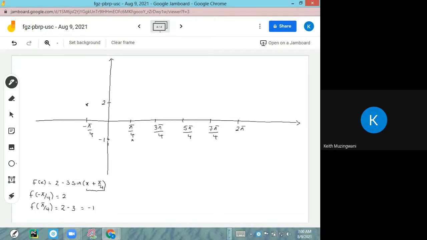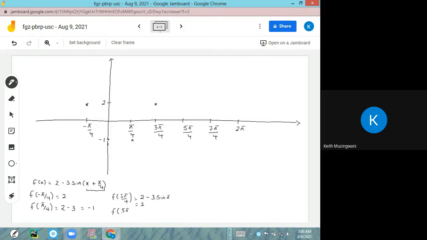Let's say a point here. And then 3 pi/4. That is 2 minus 3 sine of 3 pi/4 plus pi/4. And that's just pi. So sine pi is 0. So we just get 2 again. We go back to 2.